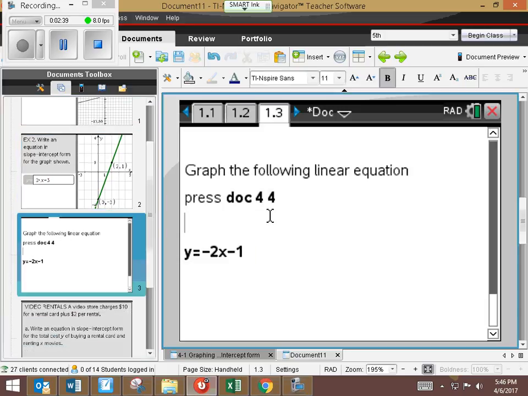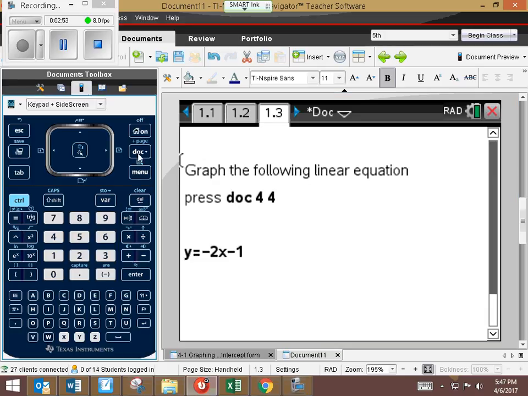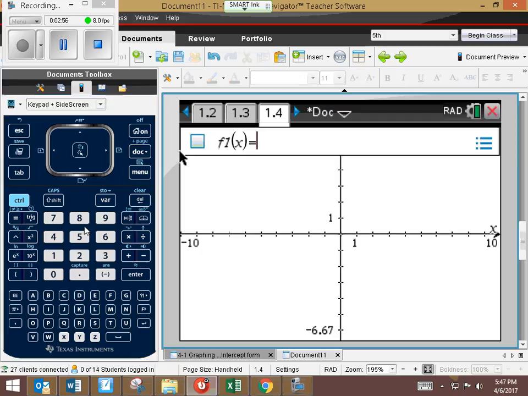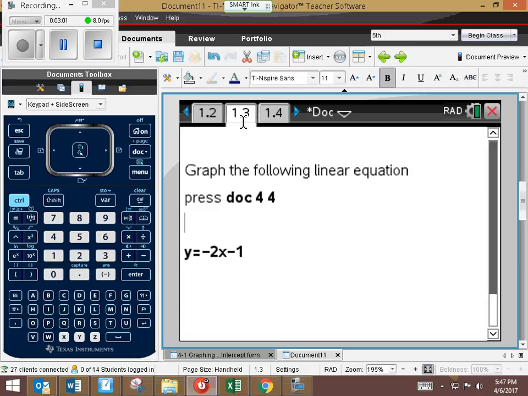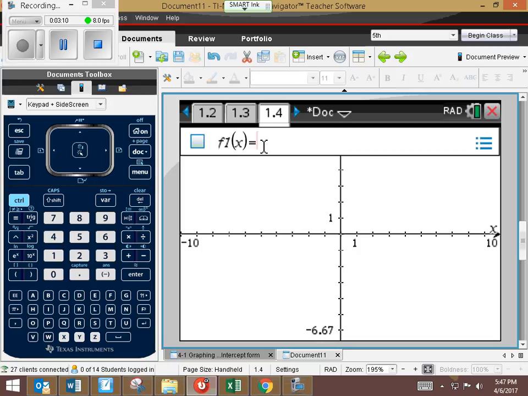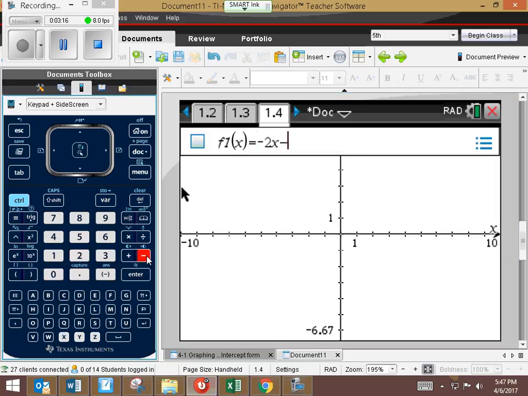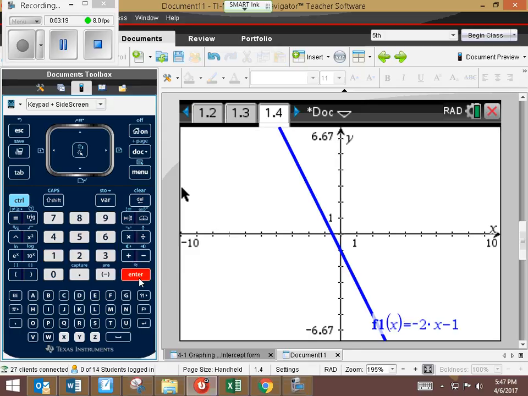All right, let's look at example 3. Suppose I want to graph the linear equation y equals -2x minus 1 on Inspire. Since I'm inside of a document, I can just press doc 4, 4, and now I simply graph the line. It's going to insert a page, so I need y equals -2x minus 1. Since y is the same as f of x, I don't have to type the y. I can just type -2x minus 1 and press enter, and there it is.